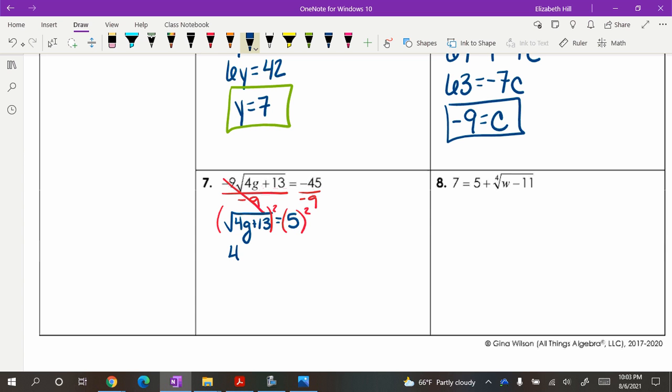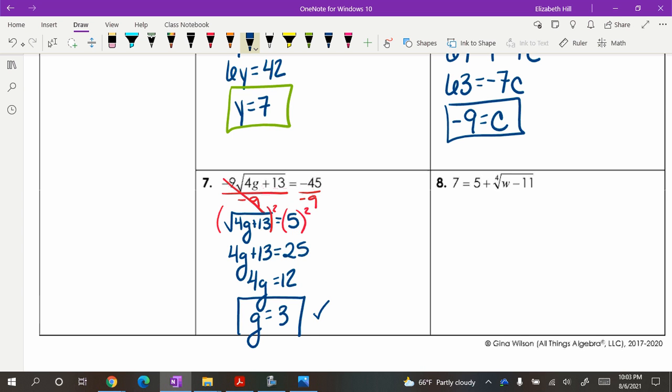So 4g plus 13 would be equal to 25. And now you're just going to do the algebra. So 25 subtract 13, 4g is equal to 12, divide, g will equal 3. And if I go ahead and plug that in, 4 times 3, which is 12, and 13 added to that is 25. Square root of 25 is 5. 5 times negative 9 is 45, so we are good to go.